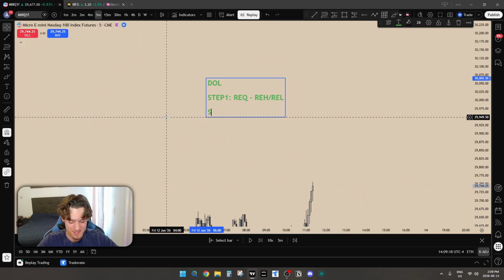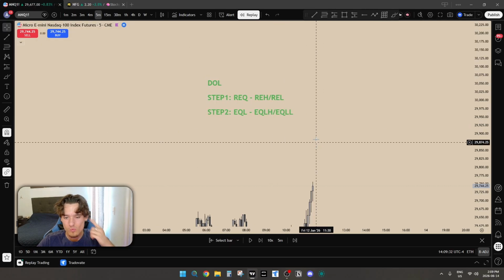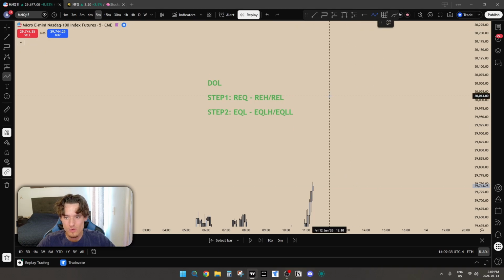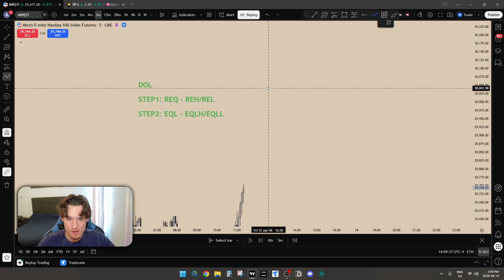All right, jumping on to step 2 now. So over here we have equal highs. We can say equal high or equal low. So whether we have equal highs or equal lows, again, it's the same exact concept.